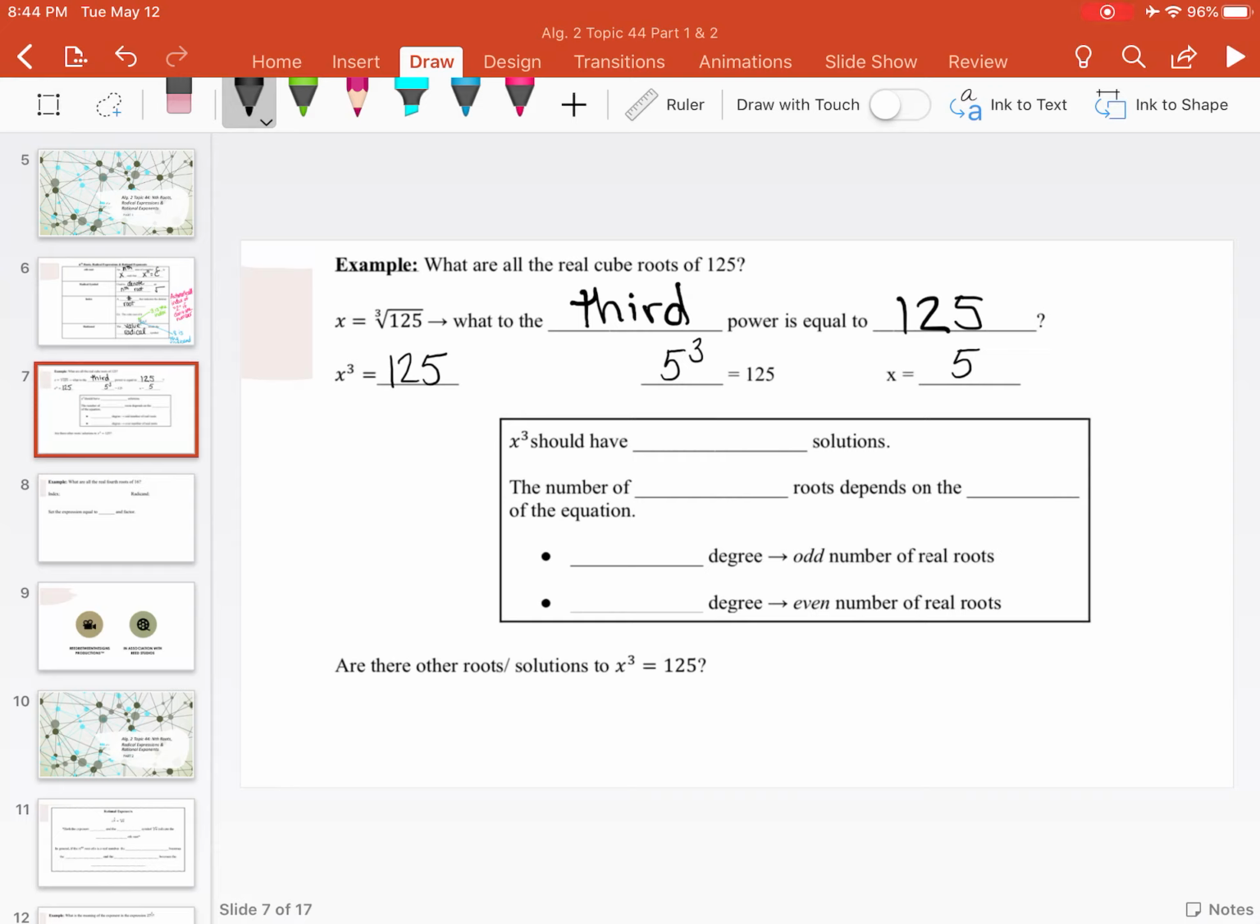Now thinking back to our unit on polynomials, the highest degree of our polynomial is going to tell us how many total solutions we're going to have. Looking at our example here, x cubed will have 3 total solutions. Remember, this does not represent just the total number of real solutions, but the overall number of solutions. So this includes both imaginary and real.